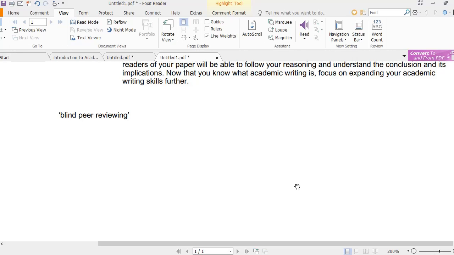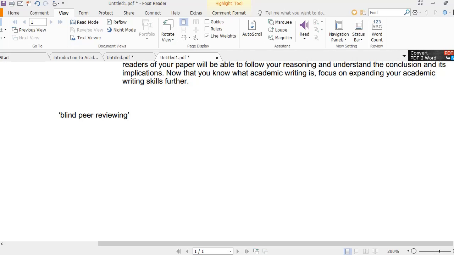Blind peer reviewing. Next, I would like to say the implications of using others' material as one's own. What are the implications of using others' materials as one's own? We call it plagiarism. Plagiarism is an act of stealing others' material as one's own. It is an unethical act, a serious offense, and is treated as a breach of academic integrity.